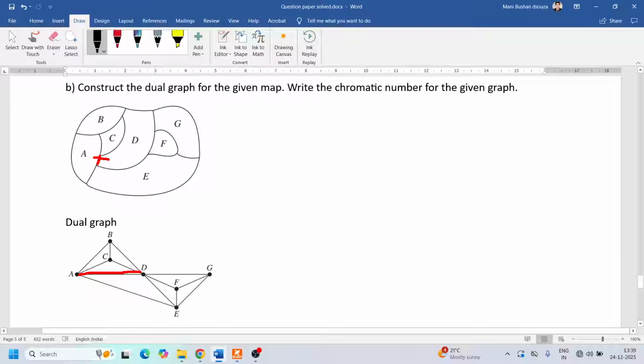Okay. Next one, A to E, you notice that there is a common edge here. So you just draw an edge from A to E here. Okay.